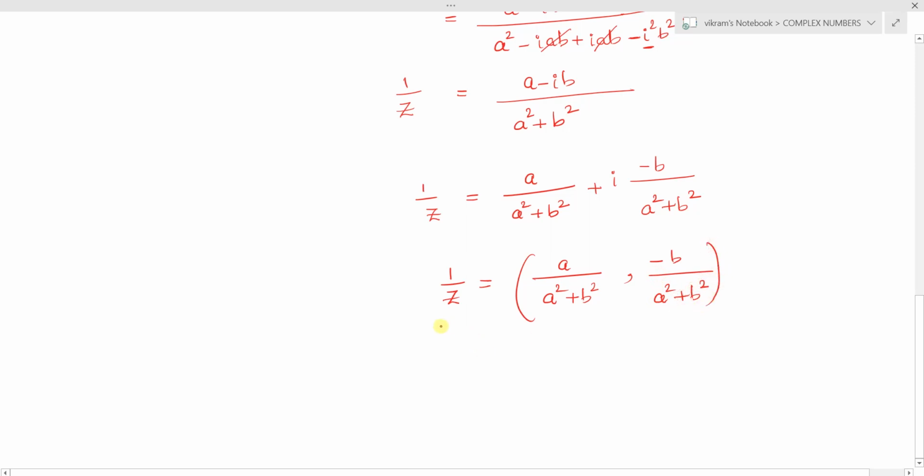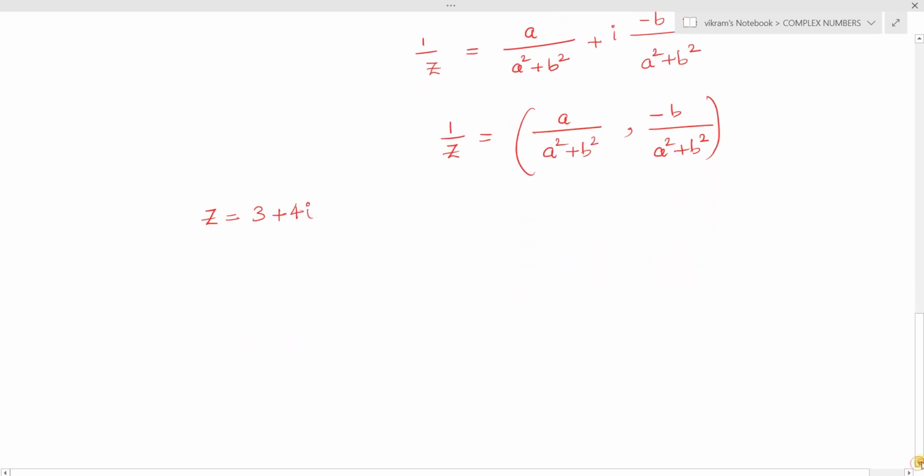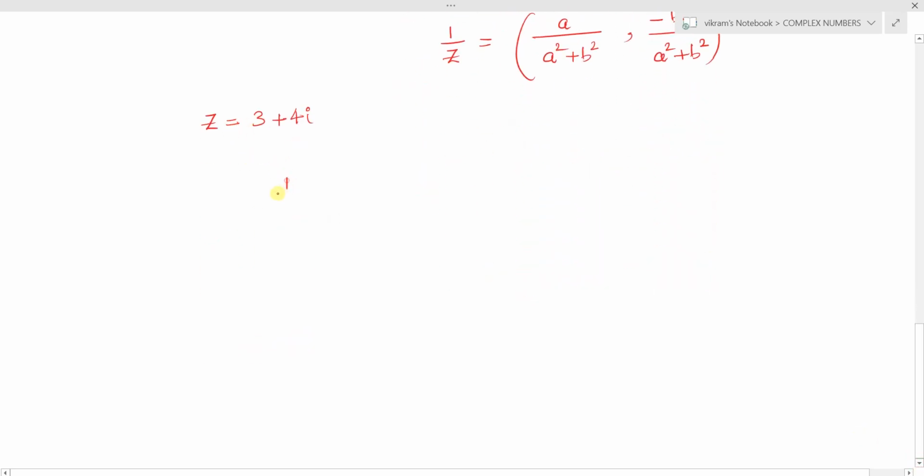Okay, so now which is the multiplicative inverse? Consider an example. So z equals to 3 plus 4i. Then what is the multiplicative inverse of a complex number? So the multiplicative inverse of this complex number is 1 by z, and it can be written as 1 by 3 plus 4i, and the regular procedure is to rationalize with the conjugate. So what is the conjugate? It is simply changing the sign of the imaginary part, 3 minus 4i and 3 minus 4i.